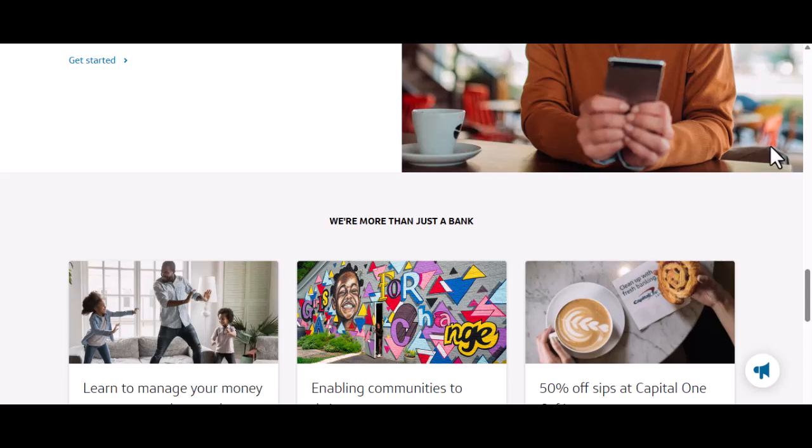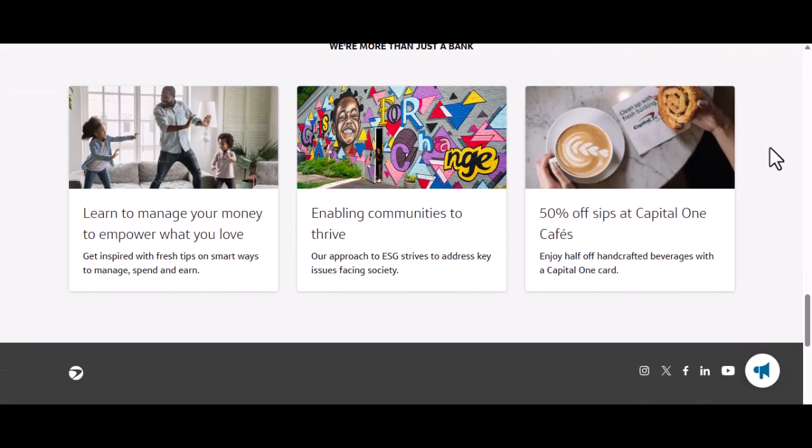And remember, with Capital One's early paycheck feature, your funds could hit your account up to 2 days sooner than scheduled. That's all there is to it. Finding your numbers, filling out the form, and you're on your way to faster, easier access to your money.